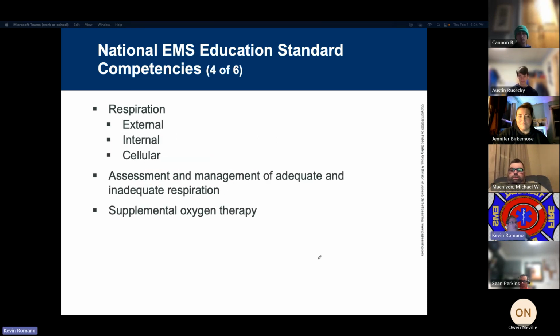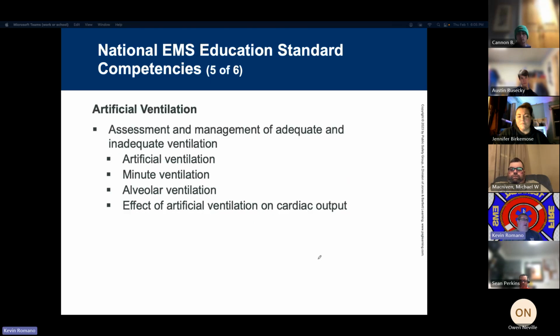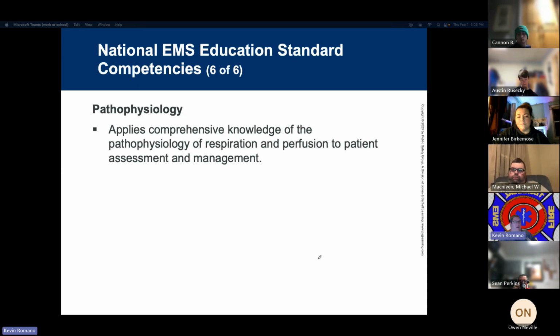We're going to go over external, internal, and cellular respiration, supplemental oxygen therapy. Remember those numbers as far as percentages, that we can't forget those. And assessment and management of adequate and inadequate respiration. How do we fix that? Assessment and management of adequate and inadequate ventilation, like artificial, minute, and alveolar ventilation. We're also going to talk about the effect of artificial ventilation on cardiac output, which you can find on page 590 in your book.